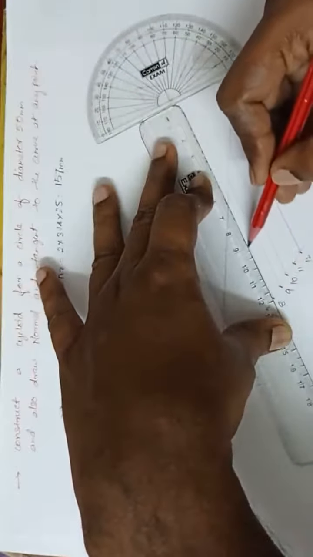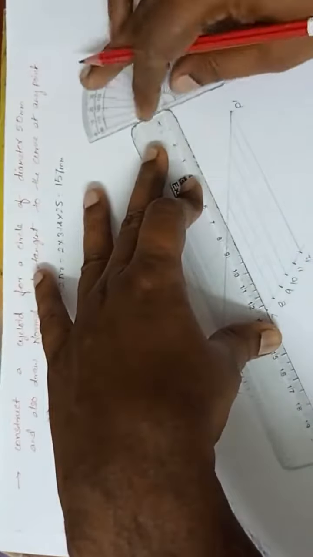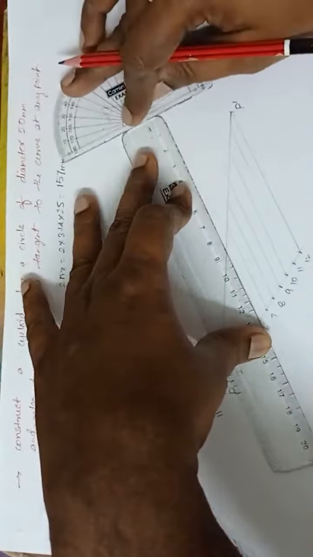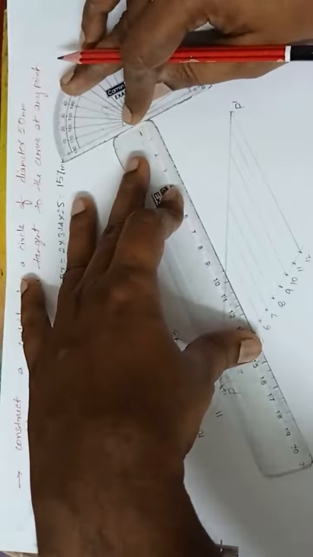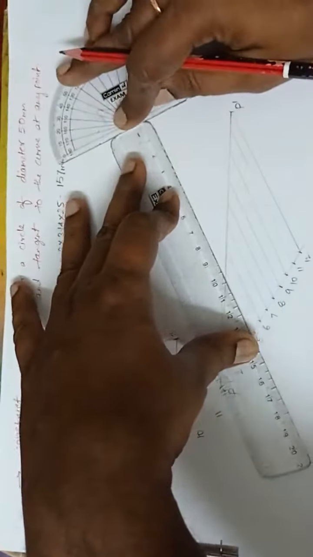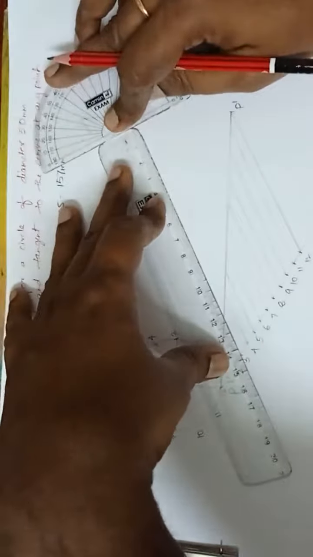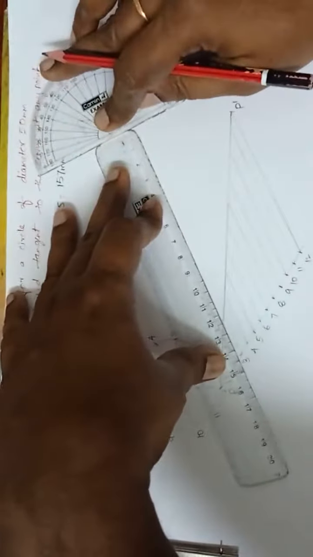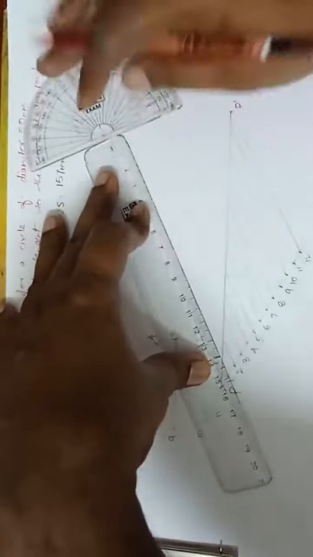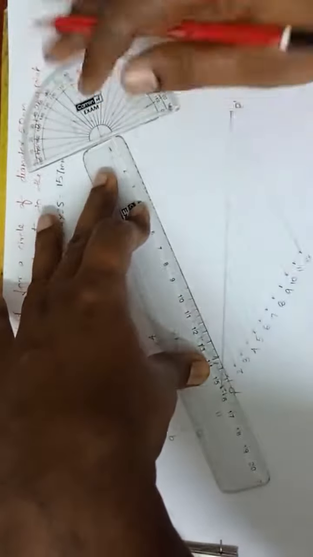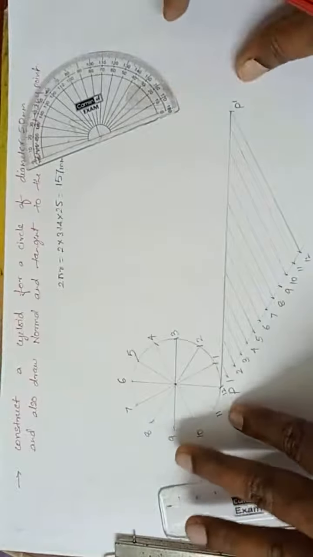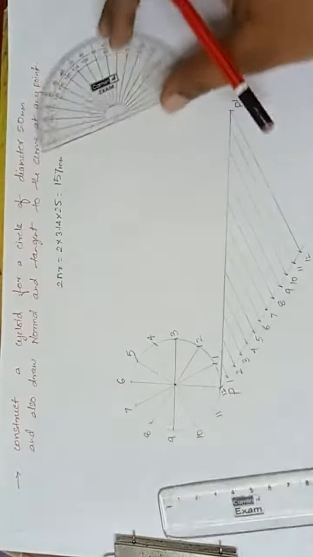Now from 8, next from 7, now next from 6, the line should be very, very light. Okay, from 5, from 4, from 3, from 2, and finally from 1. Okay, done. I have divided this PP dash into 12 equal parts perfectly here using scale and protractor.